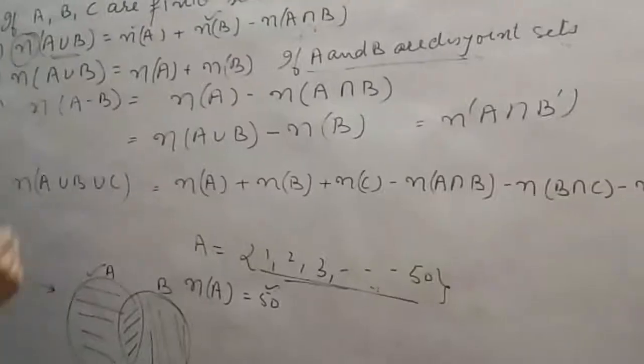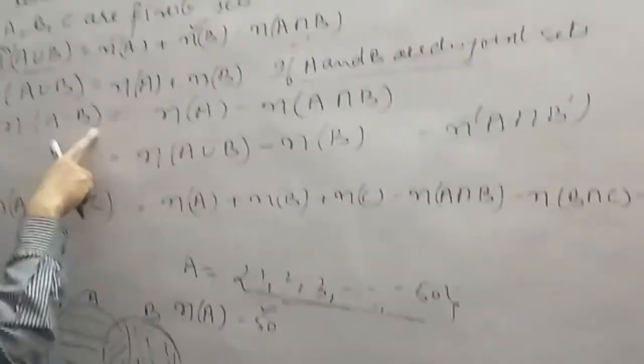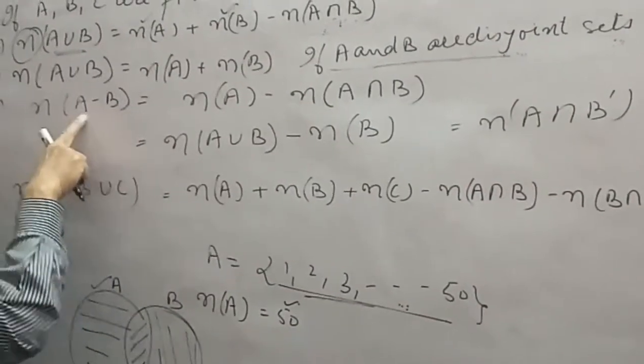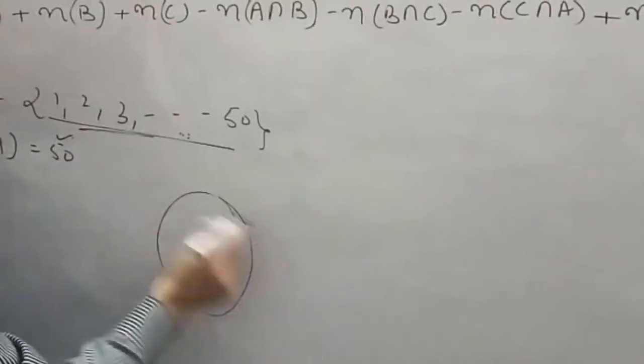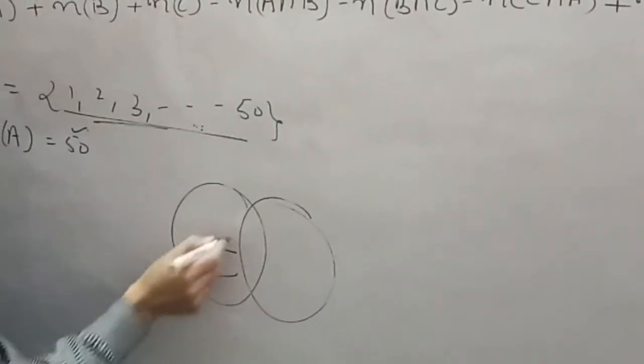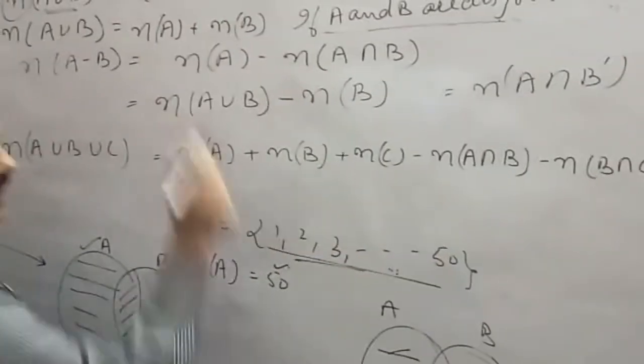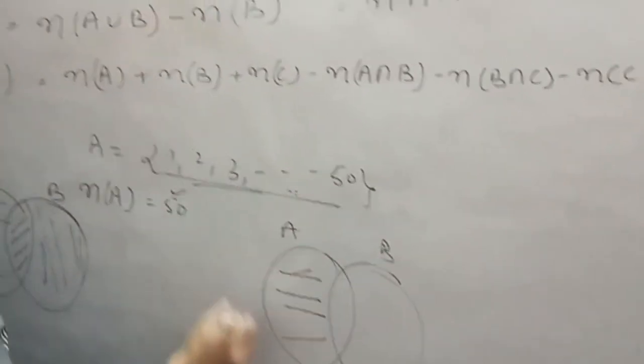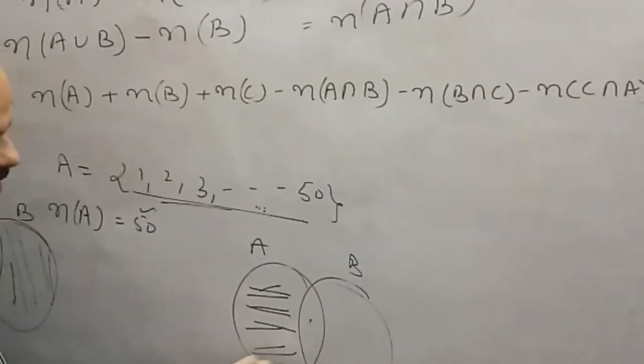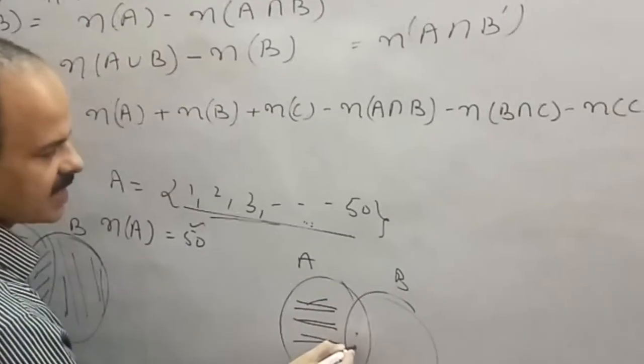And third is n(A minus B). A minus B, you can say only A. In the Venn diagram, we count only this portion. A minus B means this portion only. So n(A), this whole portion, minus this common one. So this portion you will get. n(A) minus n(A intersection B).